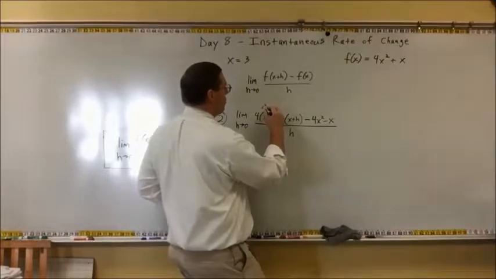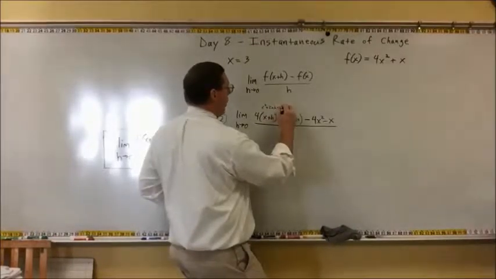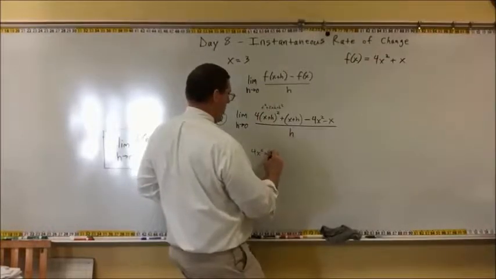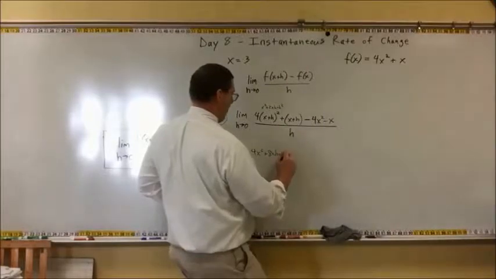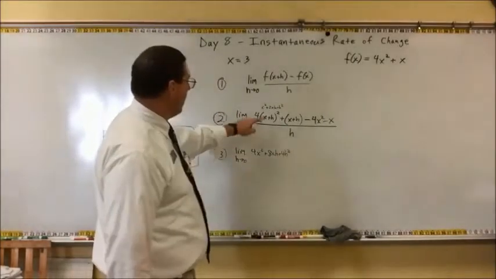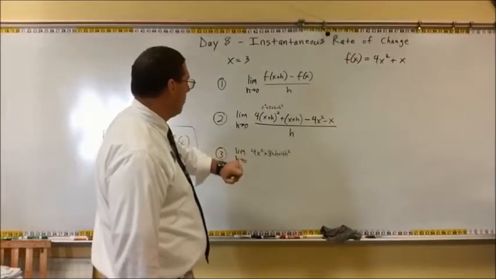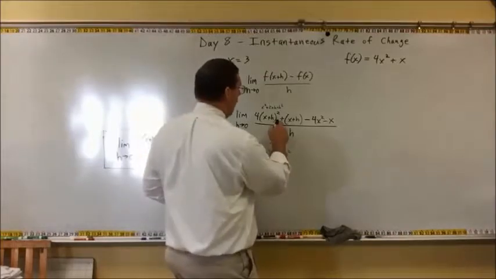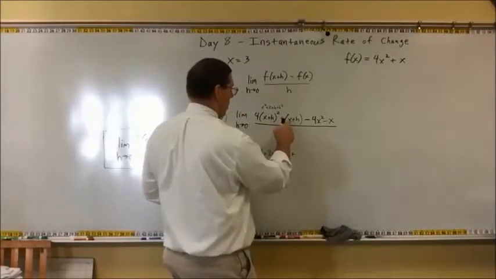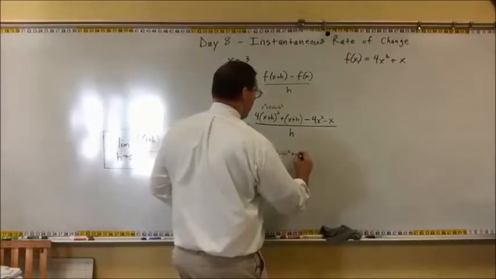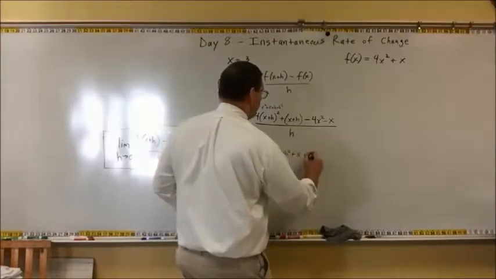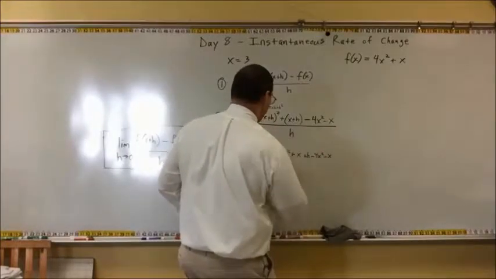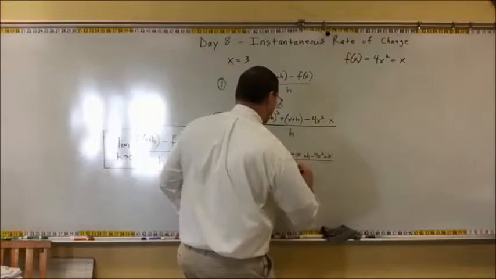Let's just do the x squared plus 2xh plus h squared, right? Plus 4 times that, so 4h squared. There we go. So we did the binomial theorem and distributed the 4. So now we have 4x squared plus 8xh plus 4h squared, plus x plus h, plus 8, minus 4x squared minus x, all over h.